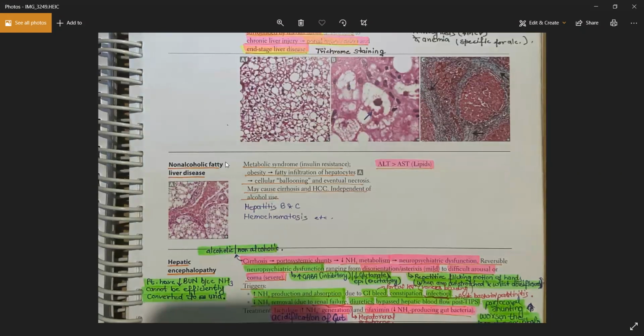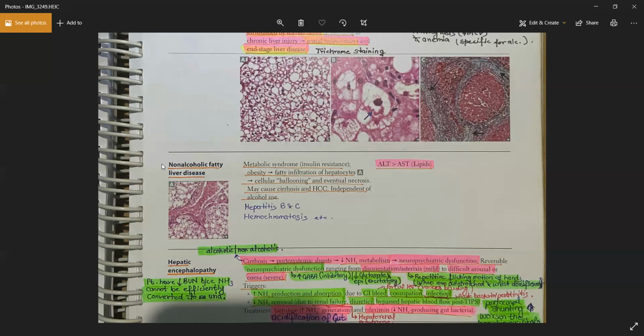Then comes non-alcoholic fatty liver disease. In this disease, you still have fat in the liver, but it is not associated with alcohol. It includes metabolic syndrome, in which you get insulin resistance, like in the case of obesity. You will have fatty infiltration of the hepatocytes. The ballooning of the cells will occur. As you can see, all the cells are swollen by the accumulation of fat, and these are known as ballooning cells. Eventually, necrosis of the cells will happen. Cirrhosis can happen, and that can lead to hepatocellular carcinoma. It is all independent of alcohol use.